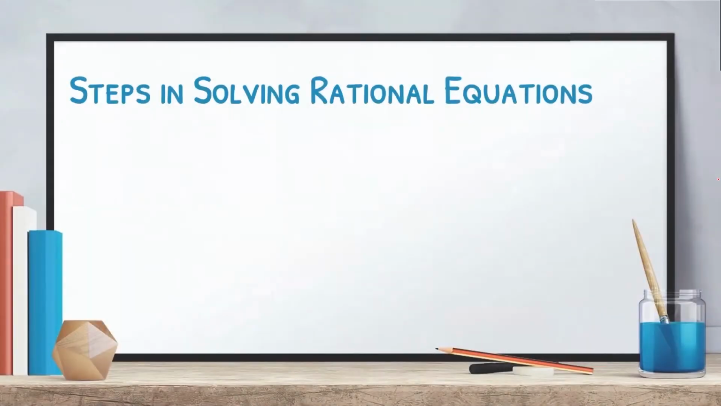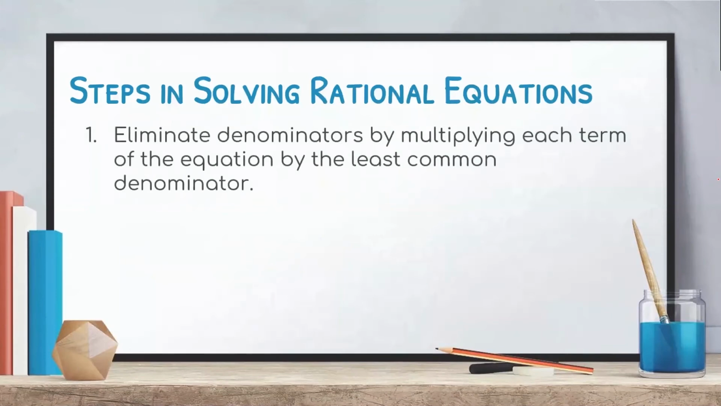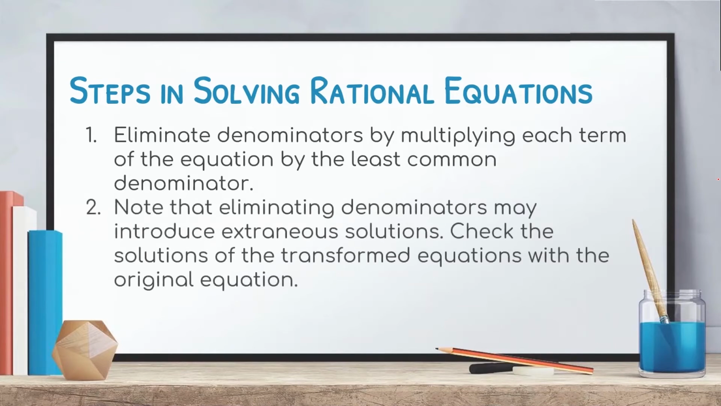These are the steps in solving rational equations. Number 1. Eliminate denominators by multiplying each term of the equation by the least common denominator. Number 2. Note that eliminating denominators may introduce extraneous solutions. Check the solutions of the transformed equations with the original equation.